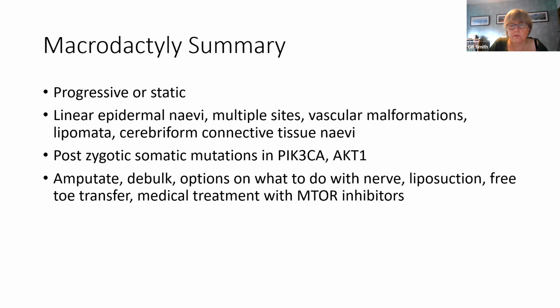And then in terms of what to do, it's very dependent on what the patients or parents will agree to. And sometimes amputation is the best option. They usually don't like that as a first option, but sometimes it's the better functional one. And then it's what to do with the nerve, whether you can liposuct, whether toe transfer is a good option in selected cases. And otherwise you're debulking, you're considering epiphysiodesis, which will stop longitudinal but not growth in width afterwards. And obviously medical treatment with mTOR inhibitors we've just talked about.